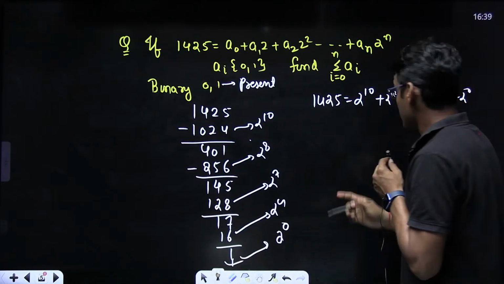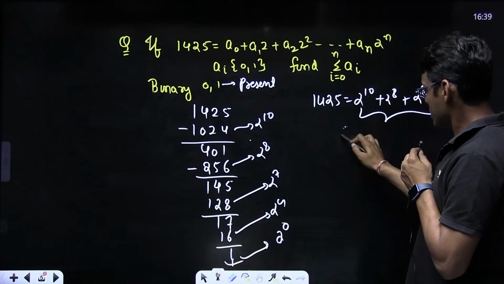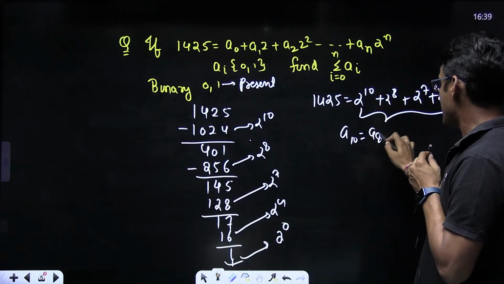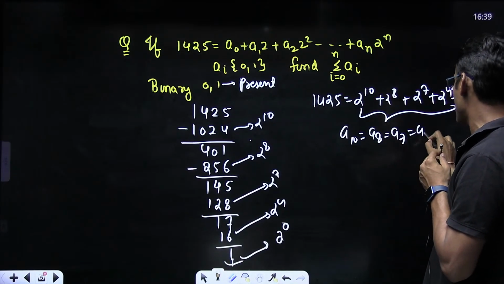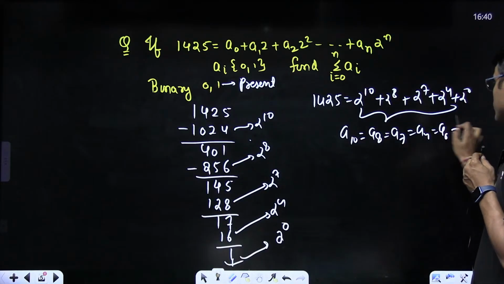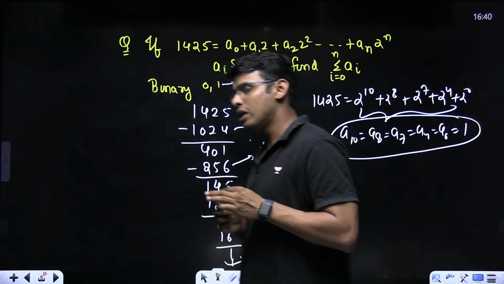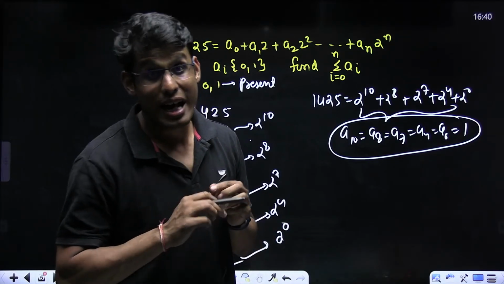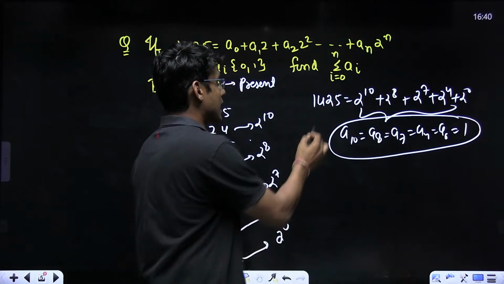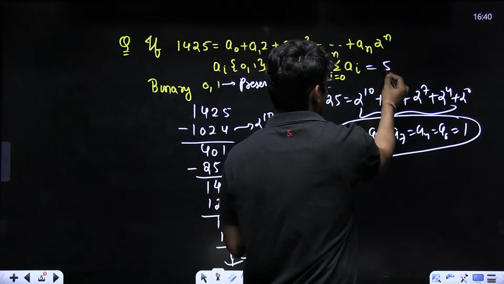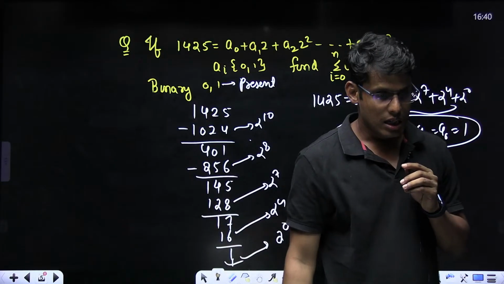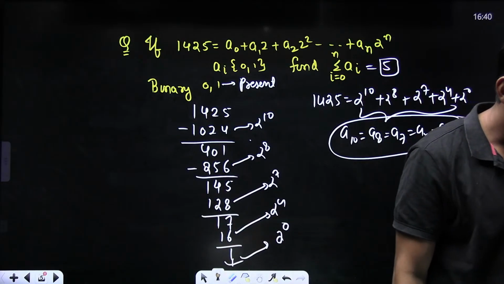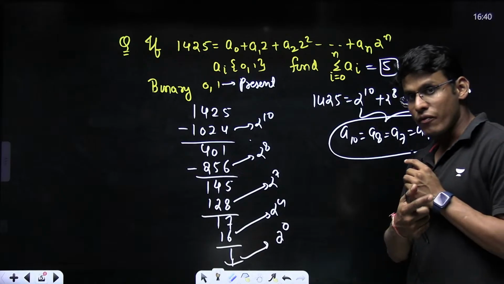What I'm trying to say here is that A10 equals A8 equals A7 equals A4 equals A0 equals 1. All these 5 numbers are 1. Other than them, every single thing is 0. Right? So the answer is 5. The answer is 5. Right? And that's a very good part.